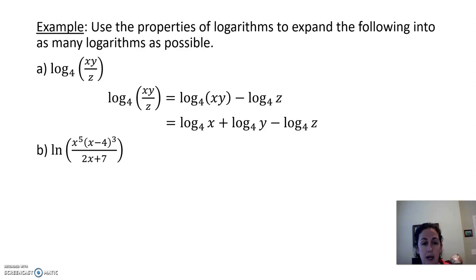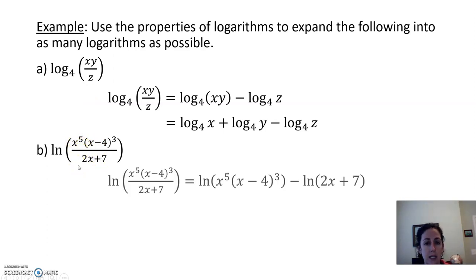The natural log of x to the 5th times x minus 4 to the 3rd, all over 2x plus 7. Well, we do have some exponents to worry about. We have things being multiplied and we have things being divided. There's no big exponent. It's not all being raised to a power, so I'm not going to start with that third property. And just like above, if I start with the multiplication property, where does the 2x plus 7 go?